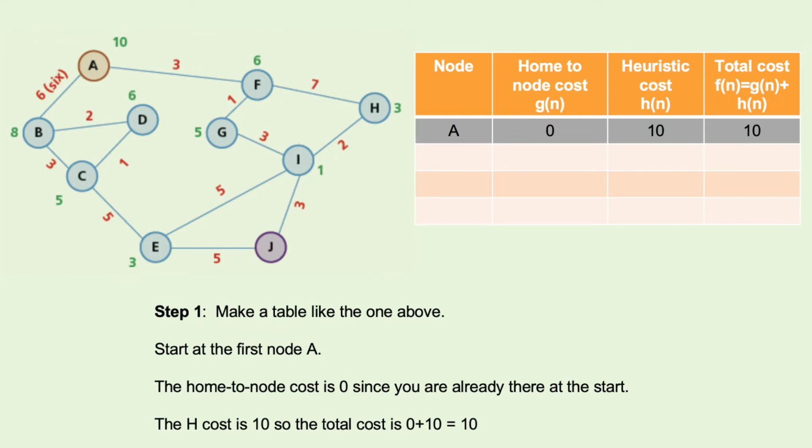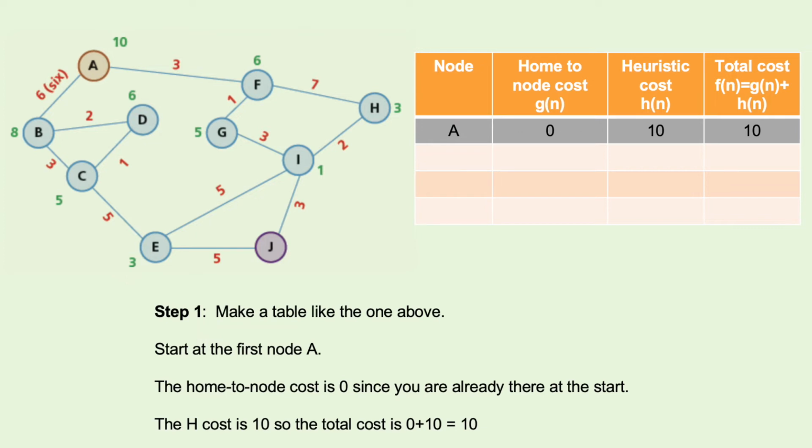So our first step is to make sure we create a table like the one on the top right hand corner, where we write down the following headings: node, home to node cost for that node, which is Gn, the heuristic cost, which is on top of the node, Hn, and then the total cost, which is basically Gn plus Hn.